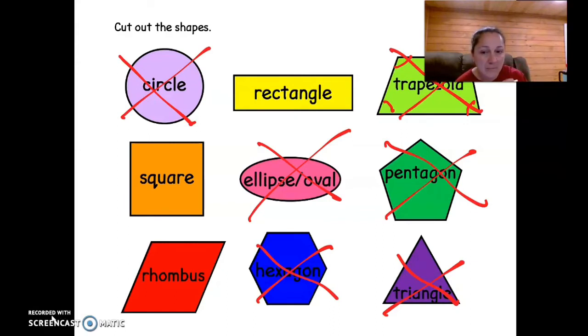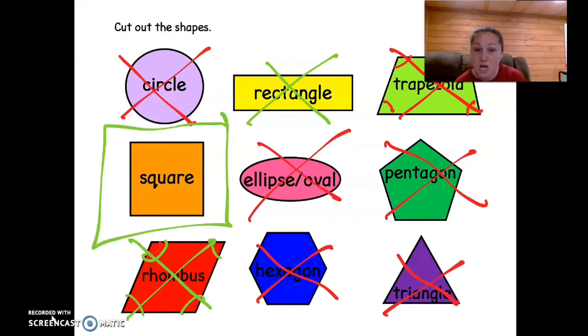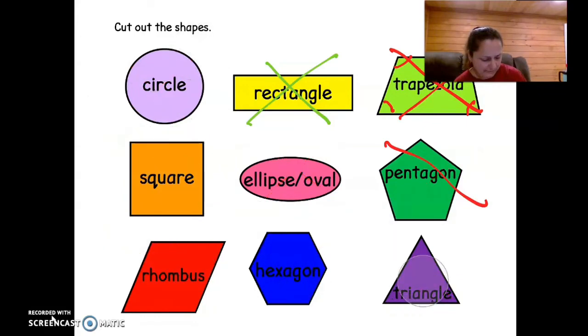Same thing with my rhombus. My rhombus has opposite angles that are the same, but they're not all the same. And my last clue says, I always have 4 equal sides. 4 equal sides. Rectangle? Nope. So my mystery shape is a square. Fantastic. Let's try another one.